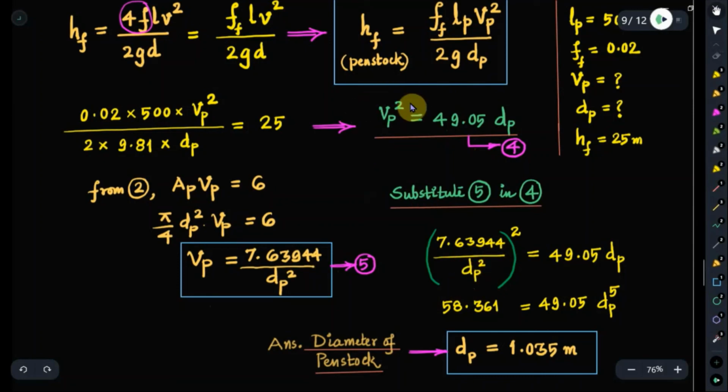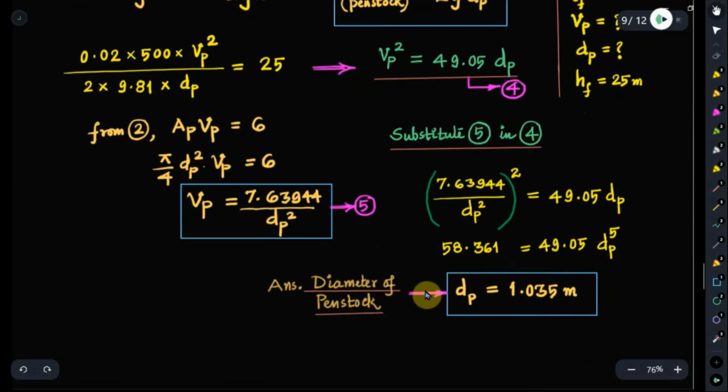because on the left hand side we have Vp square, is equal to, on the right hand side, 49.05 times Dp. Now we are in a position to find the value of Dp, because the only unknown left in this equation is the diameter of the penstock pipe, Dp. If you simplify this equation, you will get 58.361 is equal to 49.05 times Dp raised to 5, from which you can evaluate Dp. Therefore, the diameter of the penstock pipe, Dp, you will obtain as 1.035 meters.